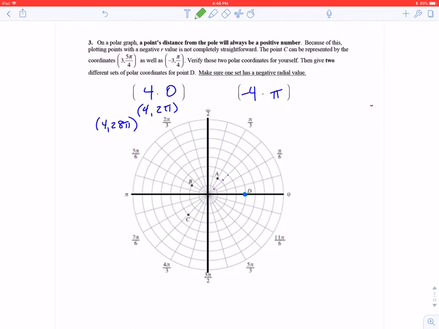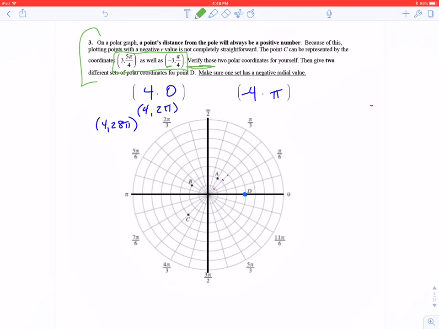We then looked at a little bit tougher spot, but a point's distance from the pole will always be positive. Distance is always positive. However, that doesn't mean you can't have a negative r value, but it's not as straightforward. The point C can be represented by both coordinates here. So let's go verify these for ourselves.